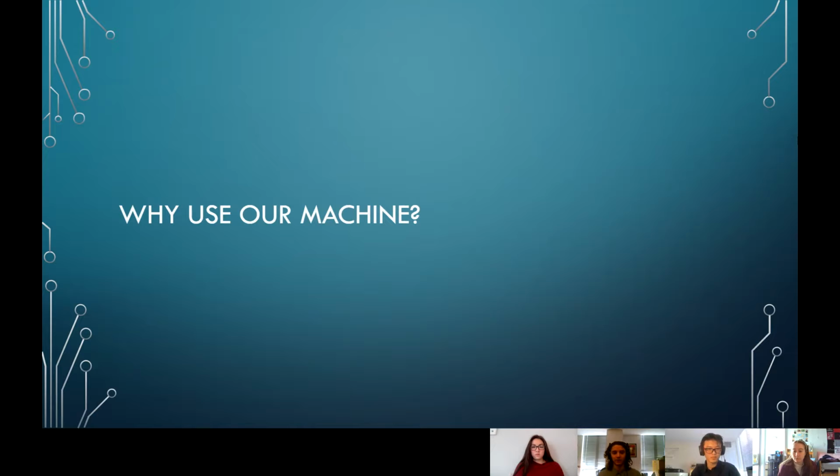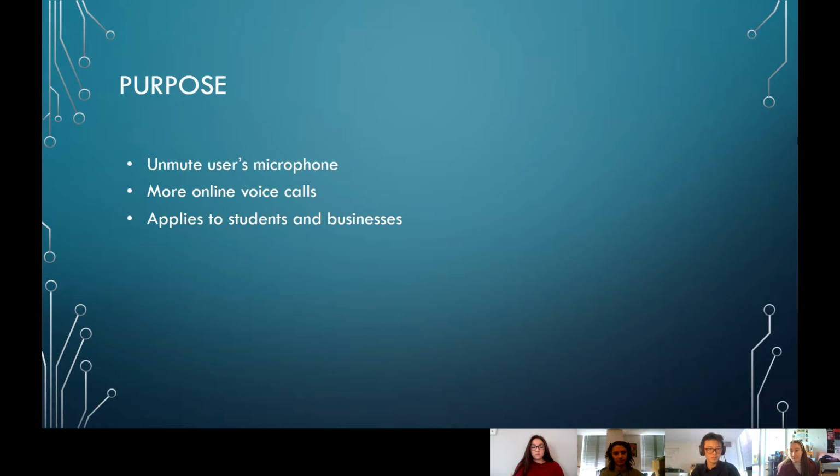So why should the client choose our machine over any of the other machines in the class? The purpose of our machine is to unmute the user's microphone on an online video call. This purpose is becoming more and more relevant to the times as meetings and classes that were once met in person have been transitioning to online virtual classrooms. This applies to students of all levels, as both students in kindergarten up to graduate students have been isolating themselves in order to keep themselves and others safe. Furthermore, businesses have also transitioned to meet virtually if possible, which makes the purpose of our machine significant to the times.